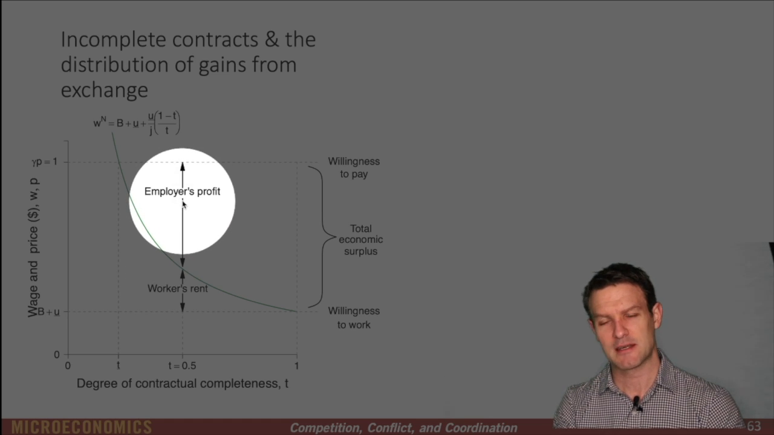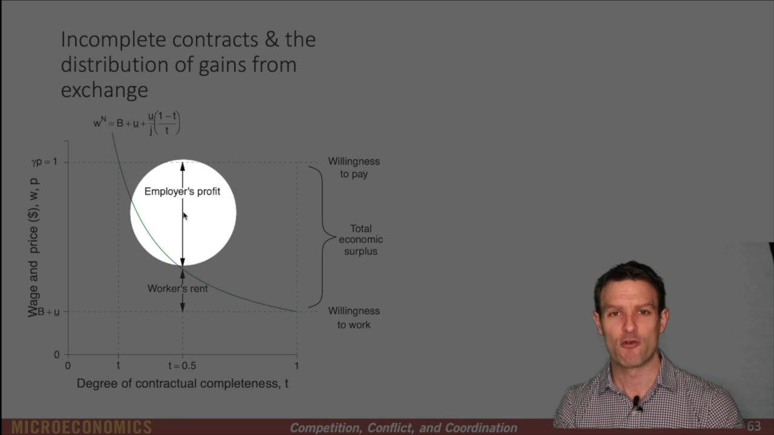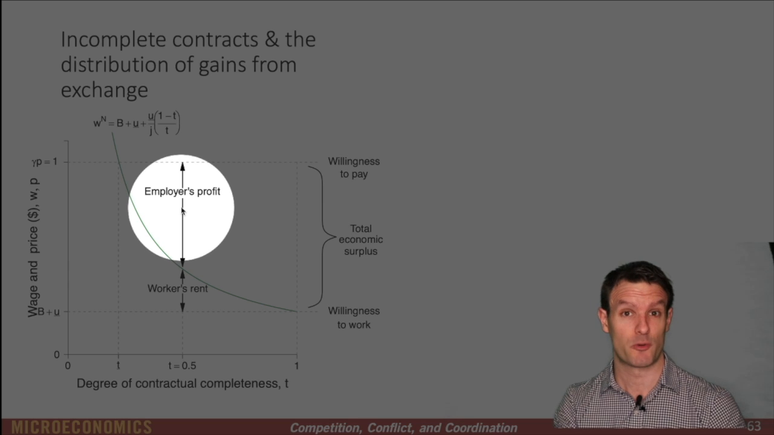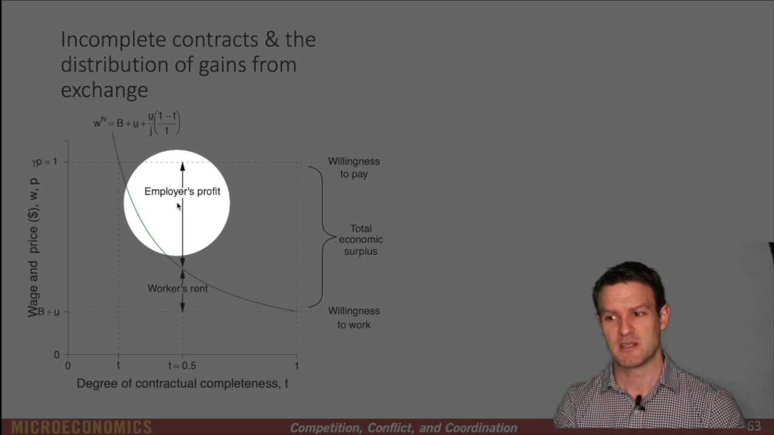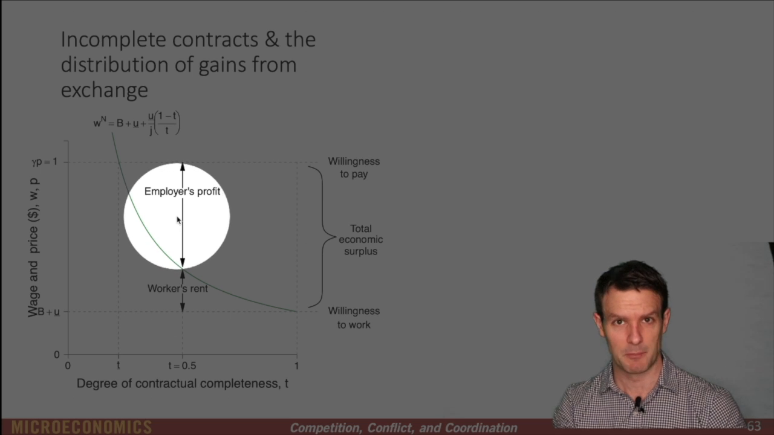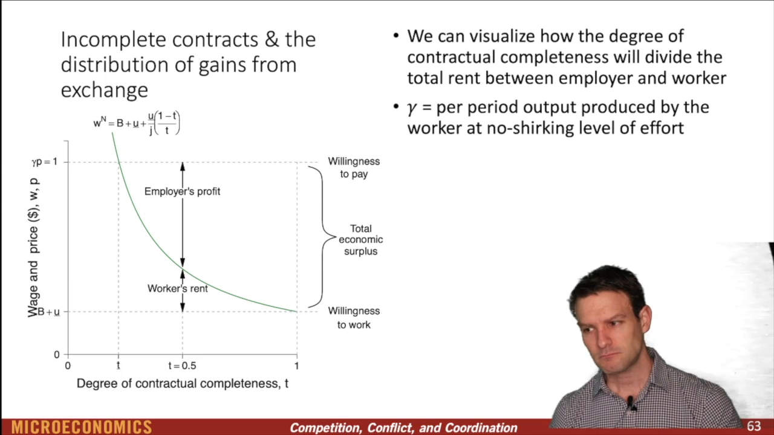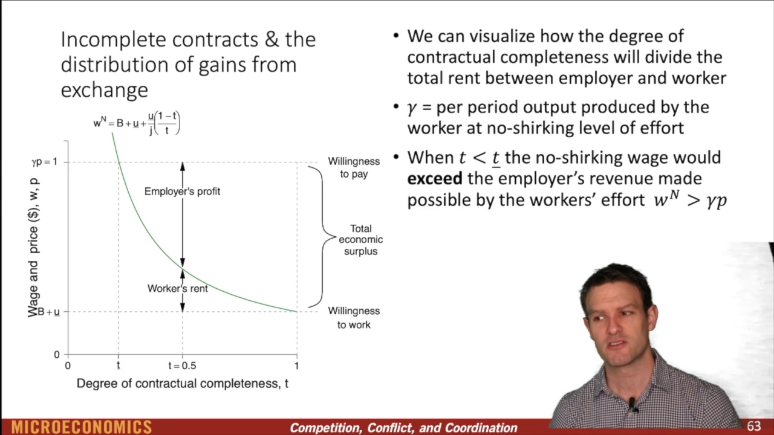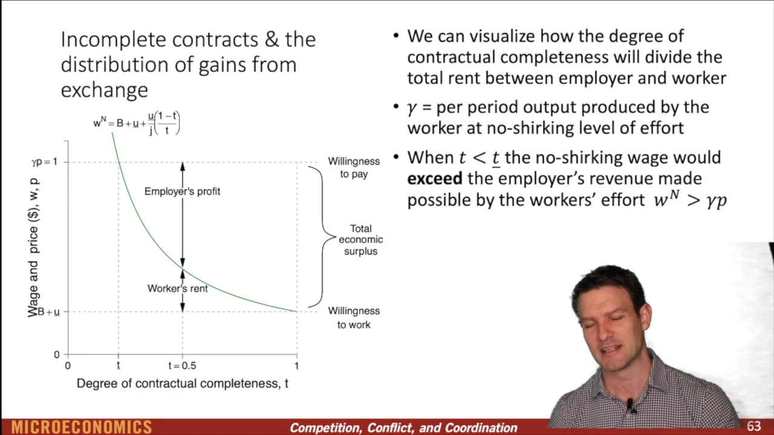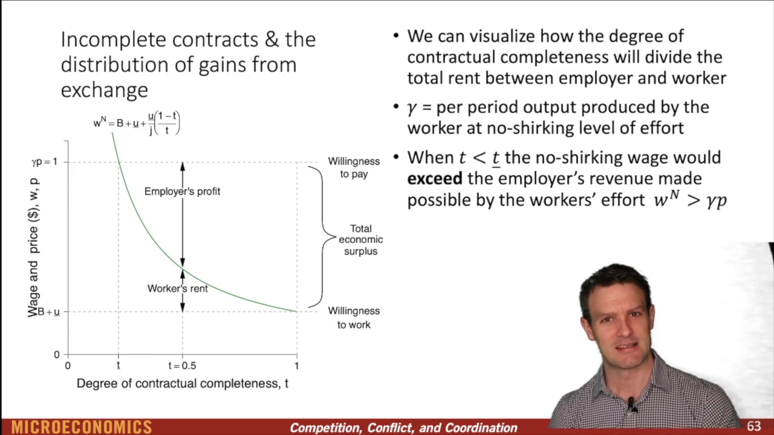And what does the employer get? The employer gets the difference between gamma times P and the wage that they have to pay. So their benefit from what the worker provides is the worker's productivity, gamma, times the price at which they sell the good, P. So gamma times P is basically the profit that the employer gets from employing that worker while paying them W. All right, so we can see what that's going to look like by looking at this figure. So what are we seeing here? Just to summarize, we're visualizing how the degree of contractual incompleteness divides the total rents between the worker and the employer.